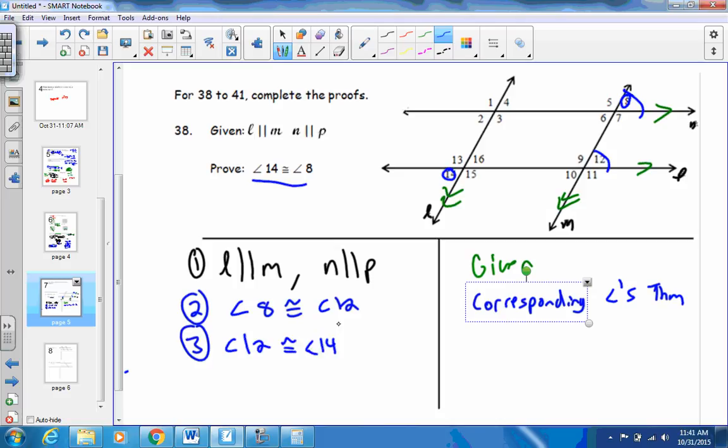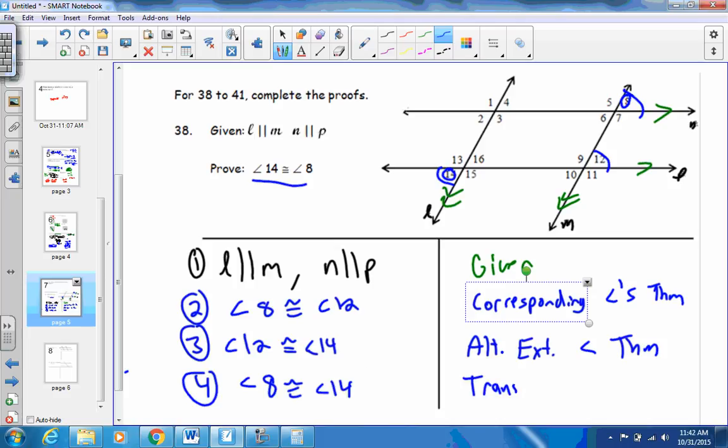If you know your angle pairs, those are alternate exterior angles. It's the alternate exterior angle theorem. They didn't quite prove what we wanted to prove yet. But if 8 is congruent to 12 and 12 is congruent to 14, then angle 8 would be congruent to angle 14, because that is the transitive property of congruence.